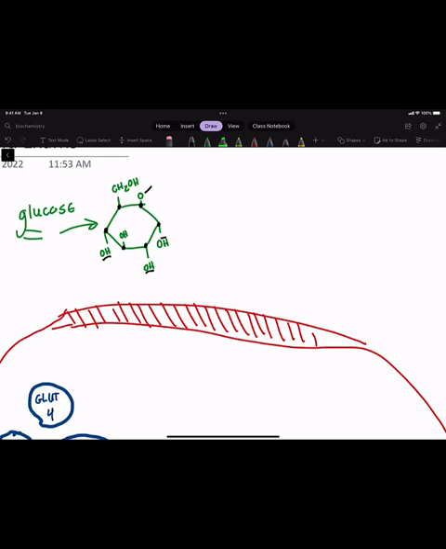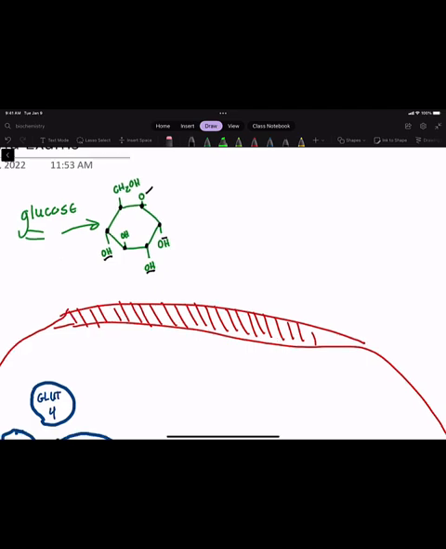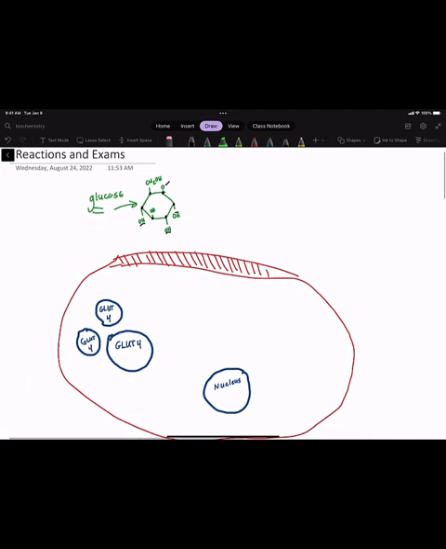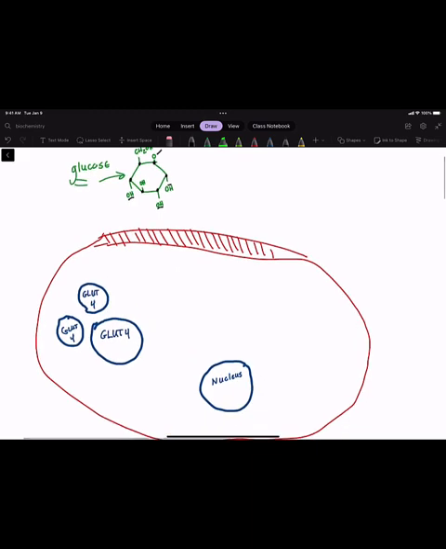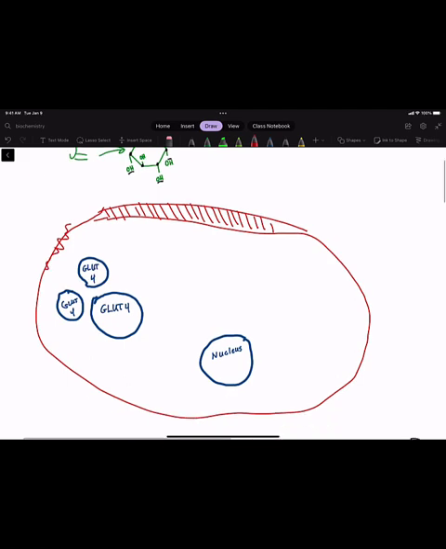Now, let's combine it with what we talked about earlier, just like I did with the medication. Let's talk about the structural component. So let me zoom out a little bit. Here is a cell. Let's just say this is a muscle cell, right? The red is the membrane. In the center, I have the nucleus.